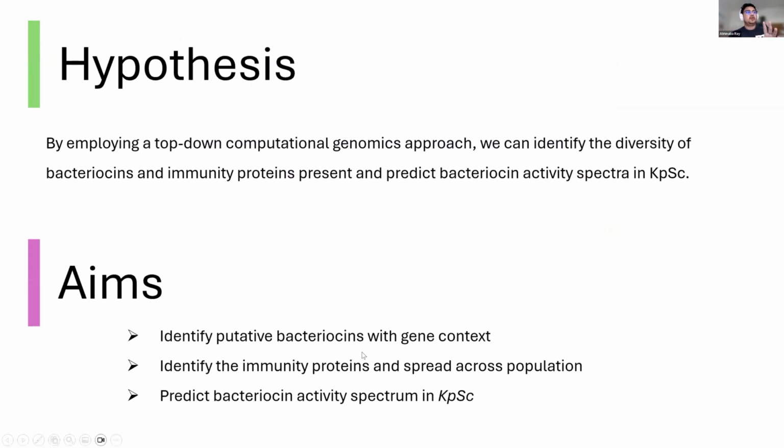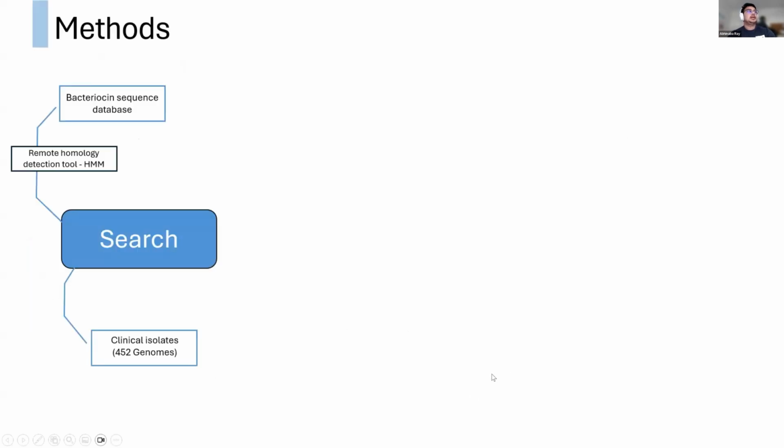So these are my broad aims: identifying the putative bacteriocins along with their gene context, identifying the immunity proteins that are carried with the bacteriocin, and then predicting the bacteriocin-immunity protein interactions and the activity spectra. The methods are basically, first, looking for the bacteriocin. The way we did it is collecting a bacteriocin sequence database and using a remote homology detecting tool called hidden Markov model to hunt bacteriocins in the clinical isolates that we have gathered from Alfred Hospital.